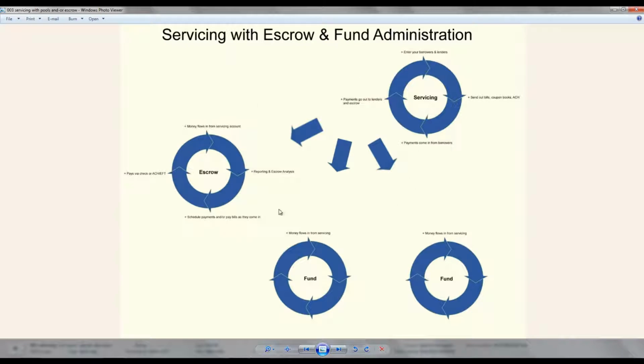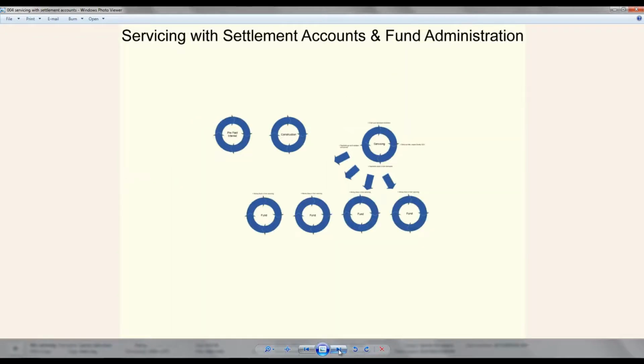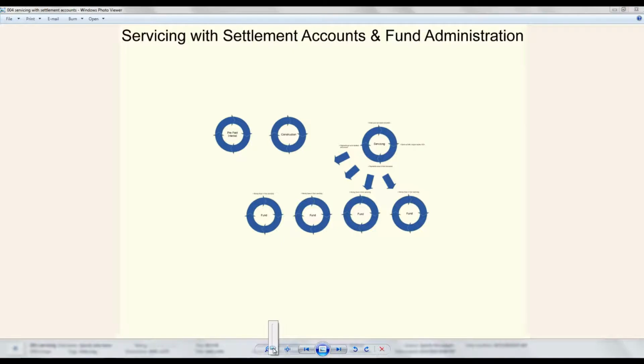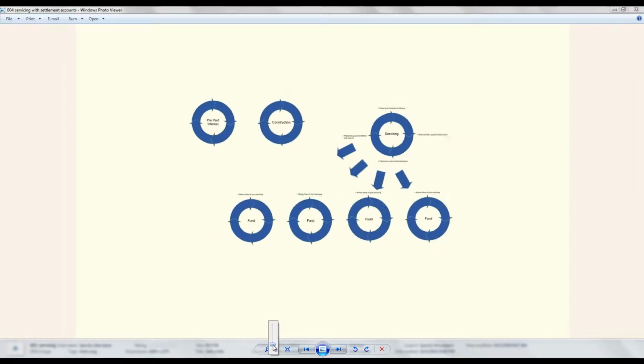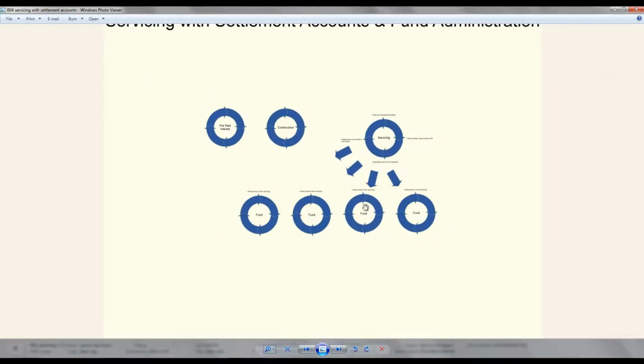So here's a bit more sophisticated or a bit more complicated operation. Then we can get into scenarios where, make this a little bigger here, we're still servicing loans. We have a receiving account, a clearing account. All the monies we send out bills, coupon book, ACH.